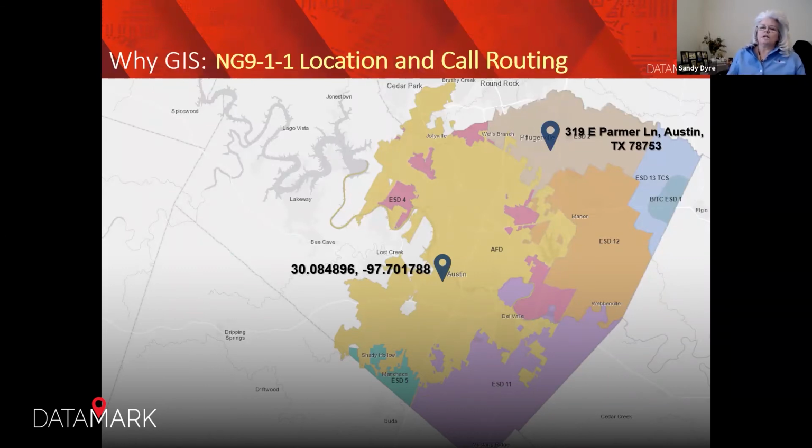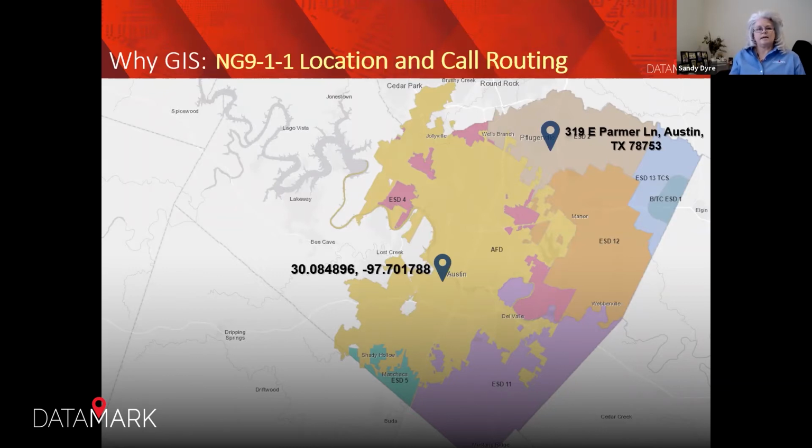Next Generation 911 is taking that same concept and placing it at the time that the 911 call is placed. So when someone dials 911, there's going to be a GIS map sitting at the heart of the network. It's going to validate the caller's location. It's going to plot it on the map, and then it's going to look to the map to figure out, where do I send this 911 call? It's going to send the 911 call to the 911 center, known as a PSAP, a public safety answering point.